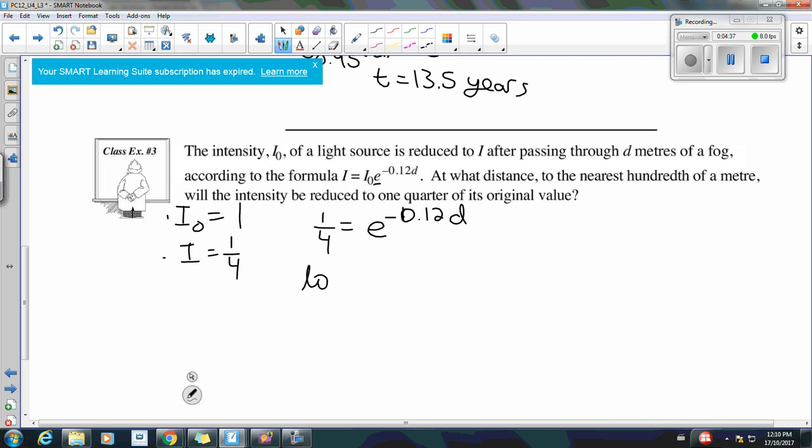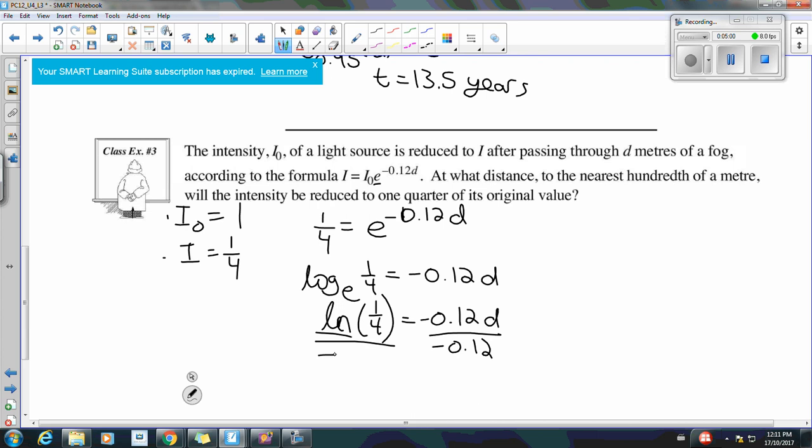So we can have this as log base e of 1/4 equals negative 0.12 d. Remember that we have a special way of writing log base e. You can use what we call the natural logarithm, or you can type in log base e. Divide both sides by negative 0.12, and you get d equals 11.552, and that continues on. So at what distance, to the nearest hundredth, would it be? 11.55 meters.